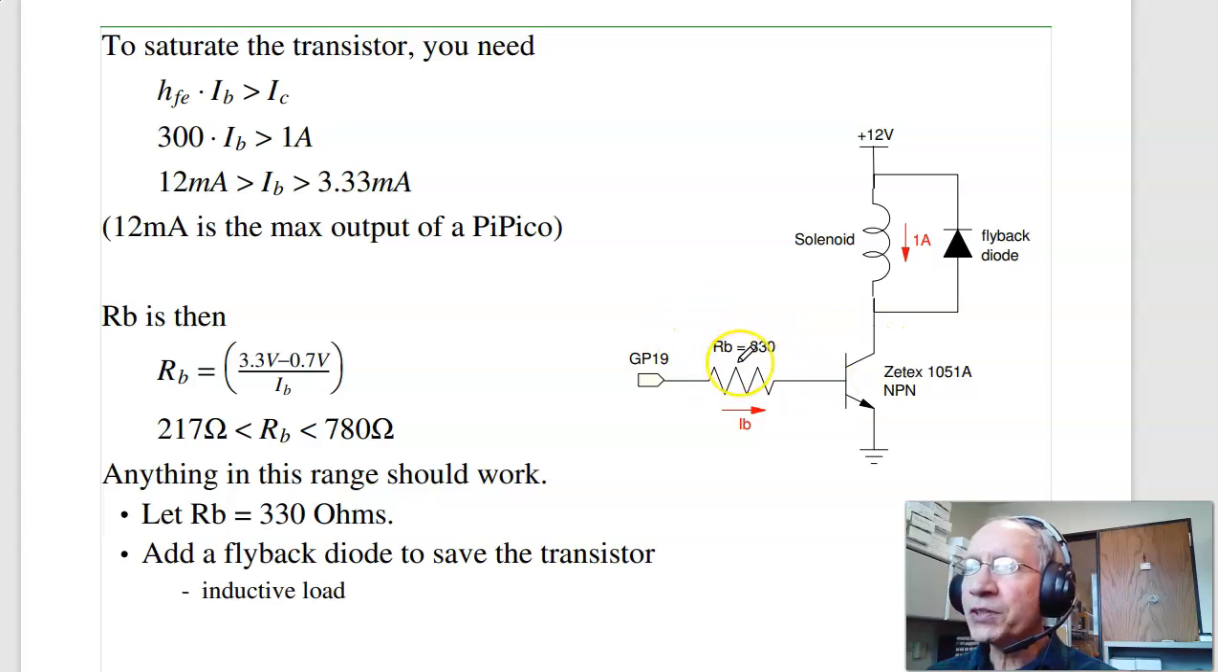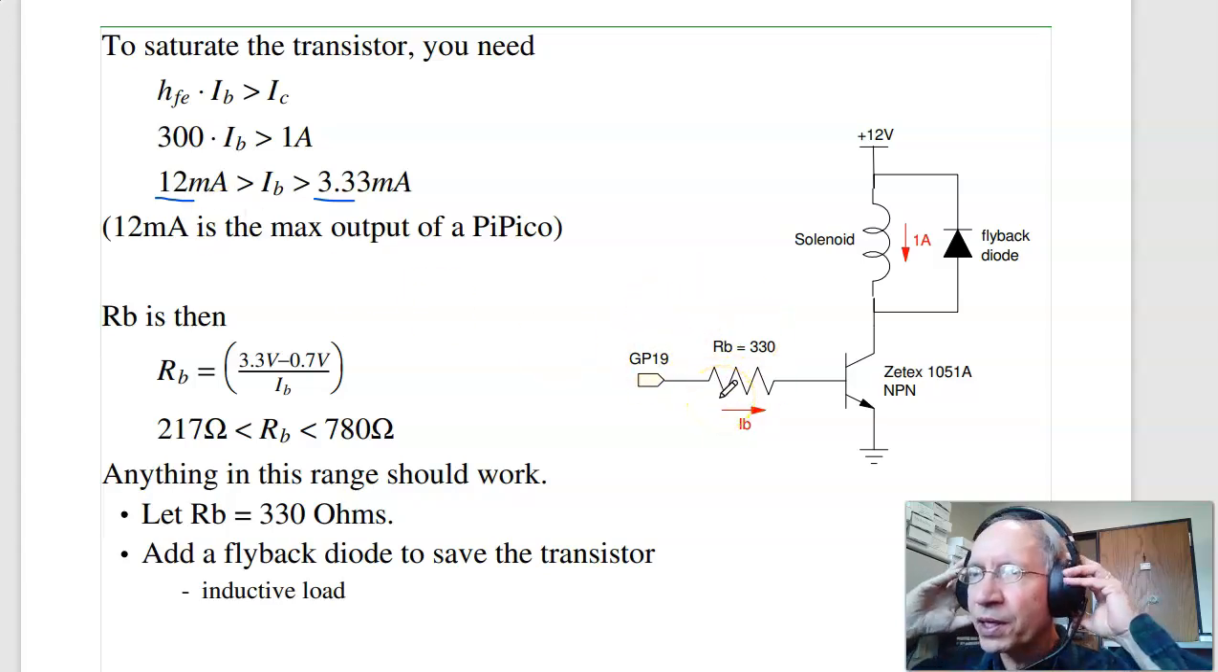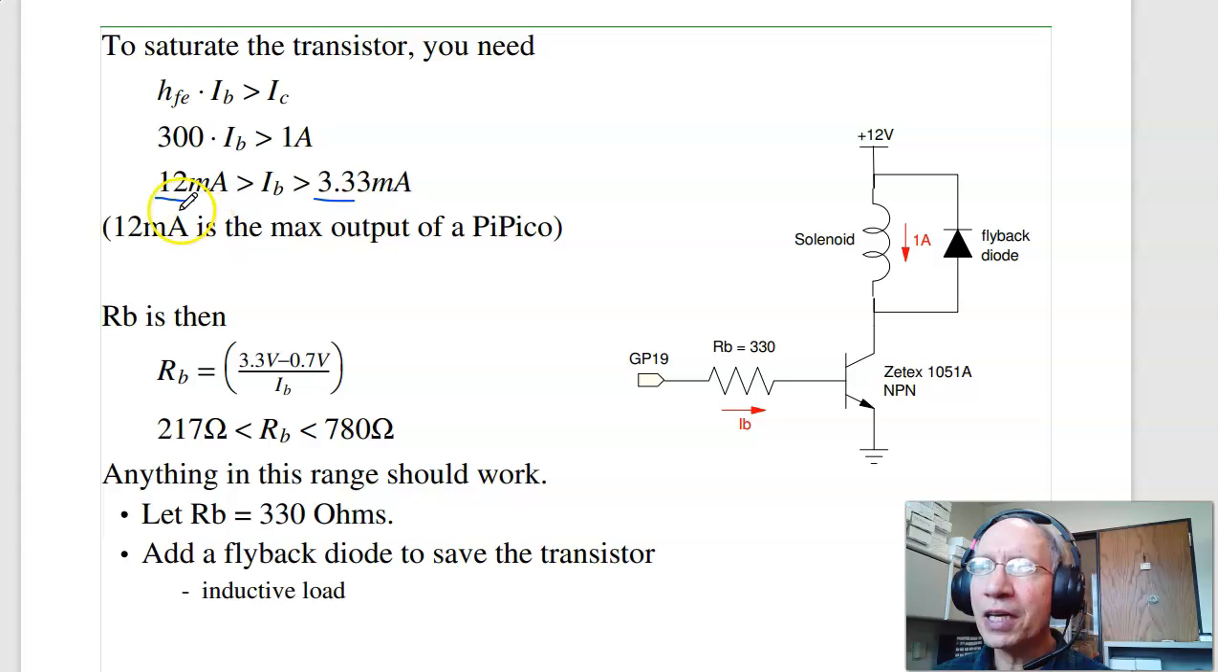In terms of the range for RB, the smallest the current can be is 1 amp divided by beta, 1 amp divided by 300. The biggest it can be is 12 milliamps, because that's all the Pi Pico can do. And that actually gives you pretty good room for slop for RB. If I calculate the two limits, at 12 milliamps, it needs to be 780 ohms, 3.3 milliamps, 217 ohms. Pick anything between 217 and 780.